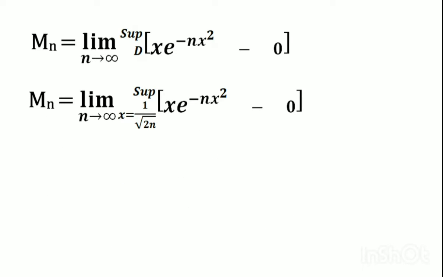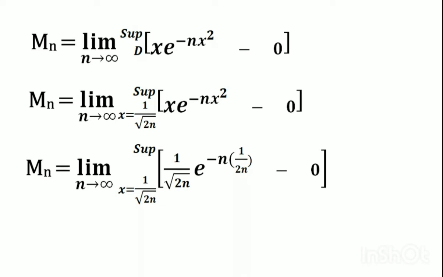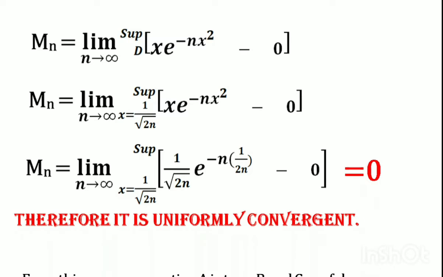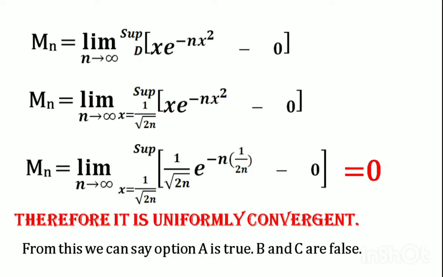If you are not getting 0, then it is not uniformly convergent. So from this we will say it is uniformly convergent. It is the uniformly convergent problem. So option A is true. B and C are false, but we have to find whether the given function is bounded or not. By uniform convergence, we can't say whether the given function is bounded or not. So we have to find that one also.